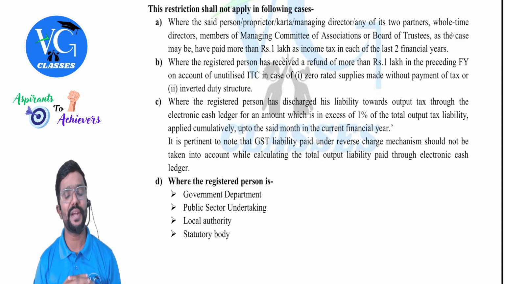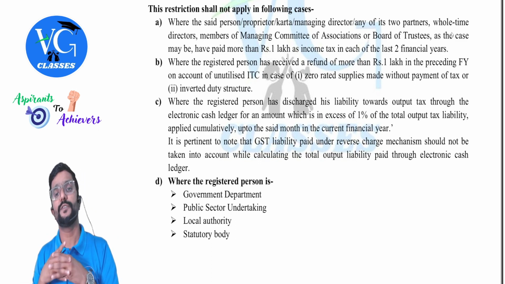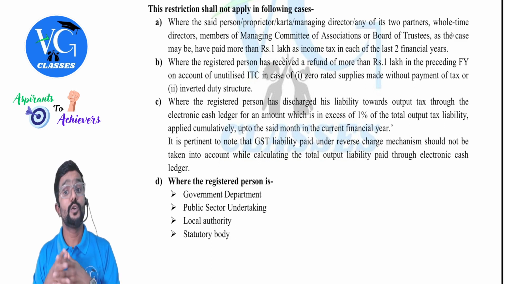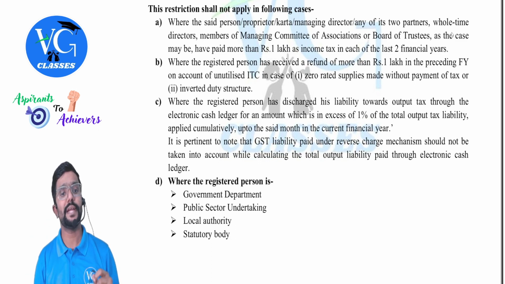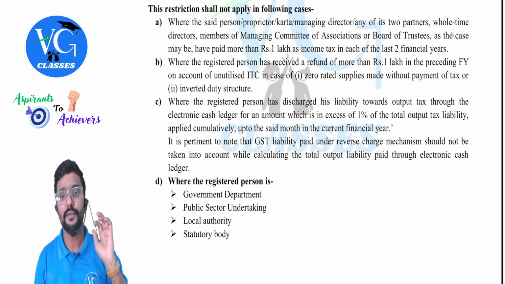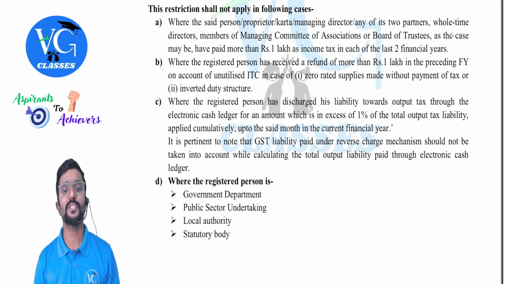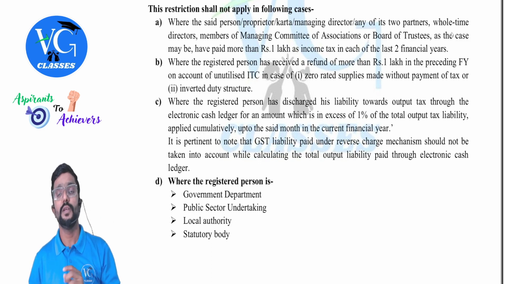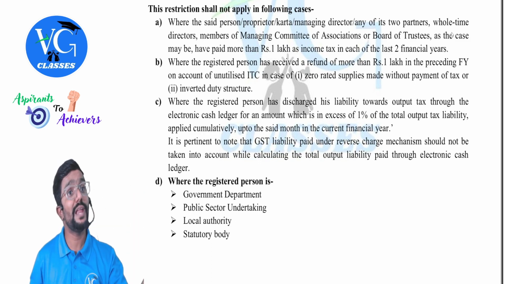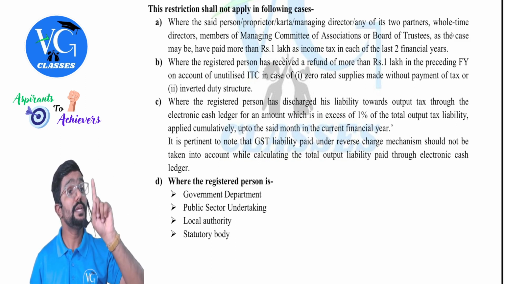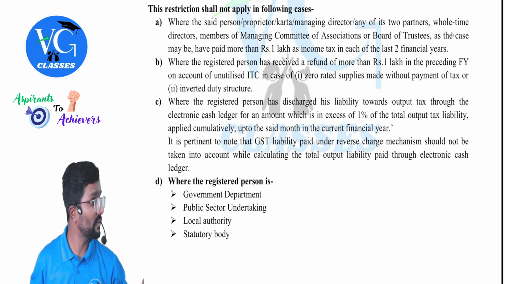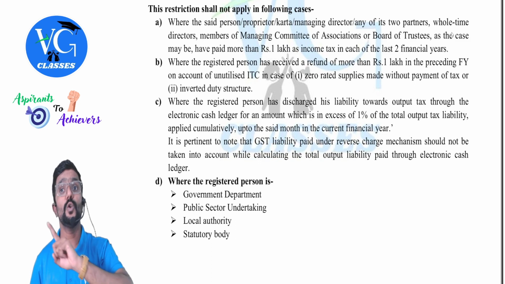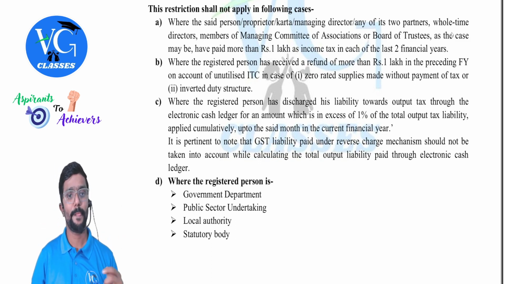Where the said person or proprietor, karta, managing director, or any of the two persons or two partners, whole-time director means minimum two partners. Clear? Yes. Whole-time directors, members of managing committee of association or board of trustee, as the case may be, have paid more than 1 lakh as income tax in each of the last 2 financial years. Means in both the years, is it more than 1 lakh, or both put together 1 lakh? In each year, more than 1 lakh. That means in the current year, Rule 86B is not applicable.